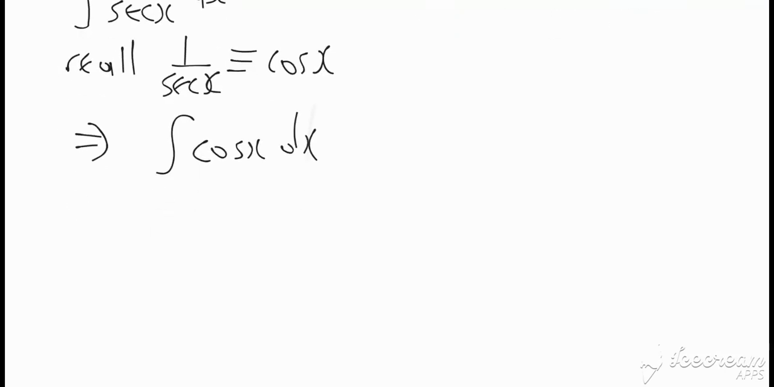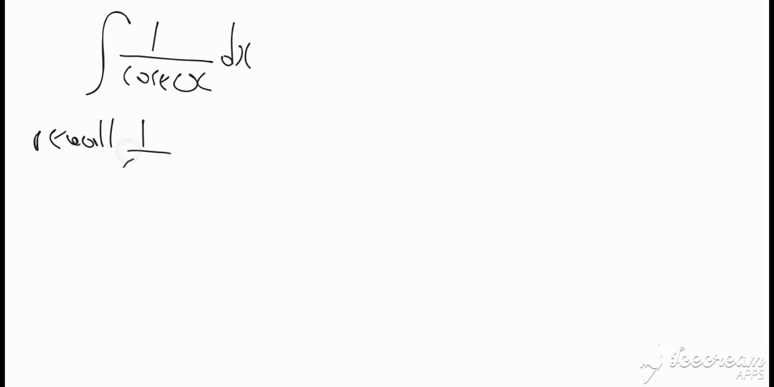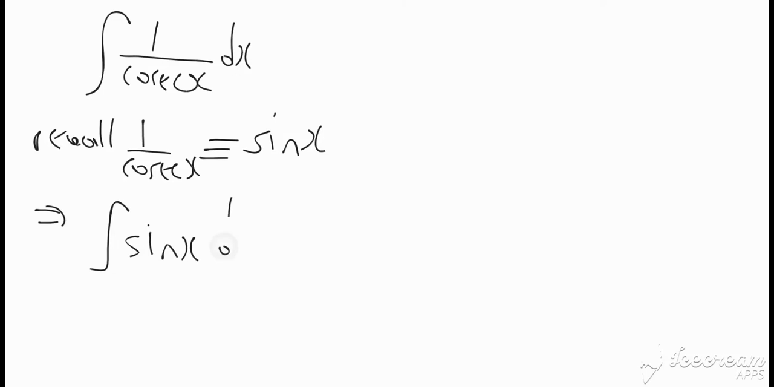Similarly, if I wanted to find the integral of 1 over cosec x with respect to x, I would apply a similar identity. So I'm going to say, recall that 1 over cosec x is equivalent to sin x. So this would imply the integral of sin x with respect to x. And let us recall from my previous video, when I integrate sin x, what do I get? I'm going to end up with negative cos x plus the constant of integration.